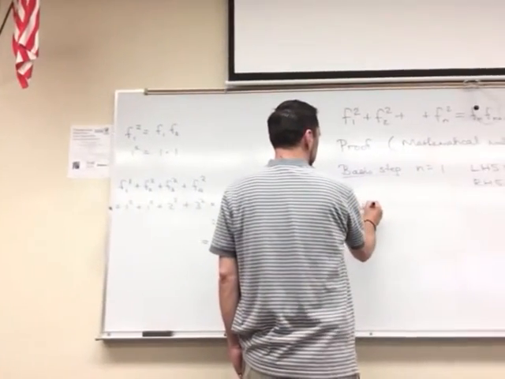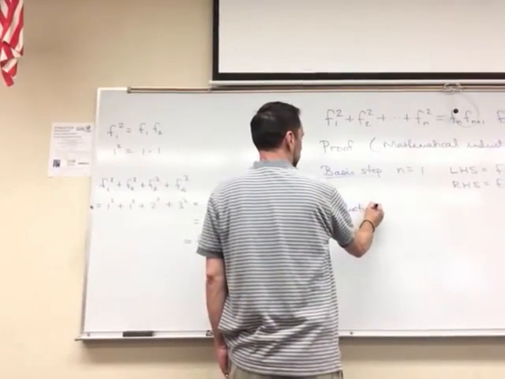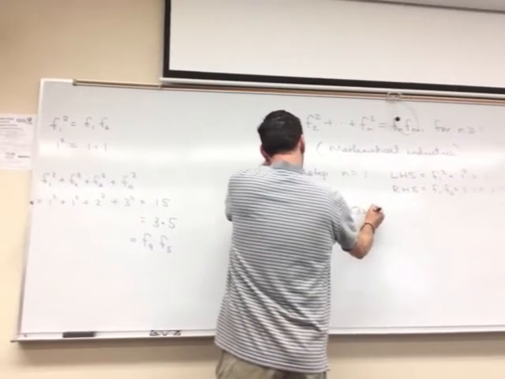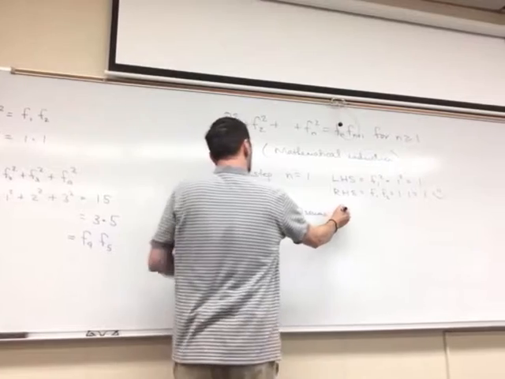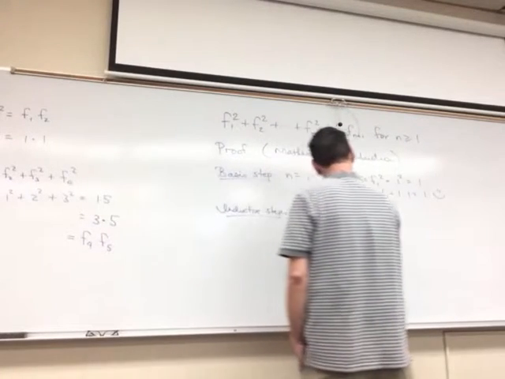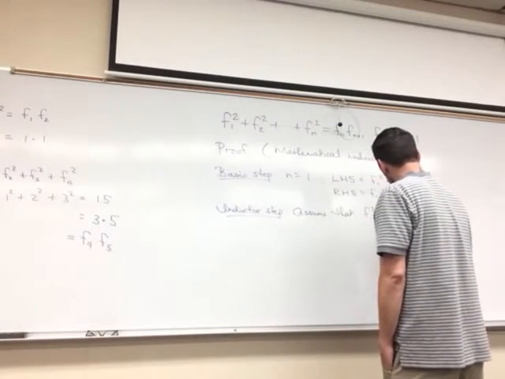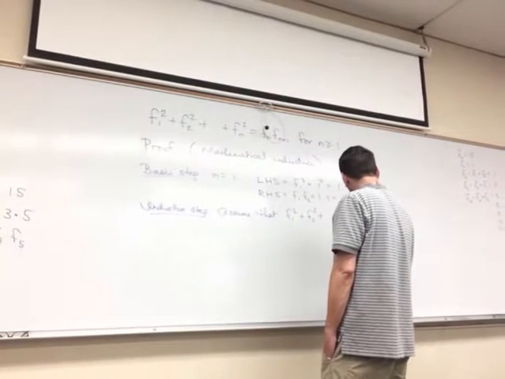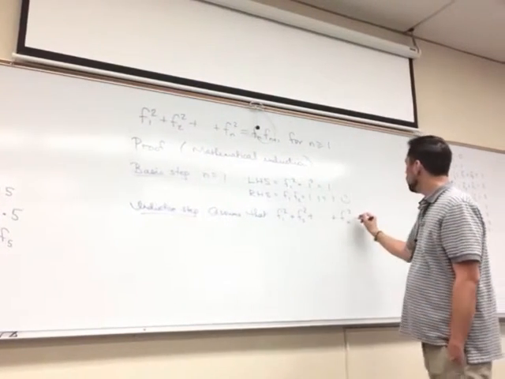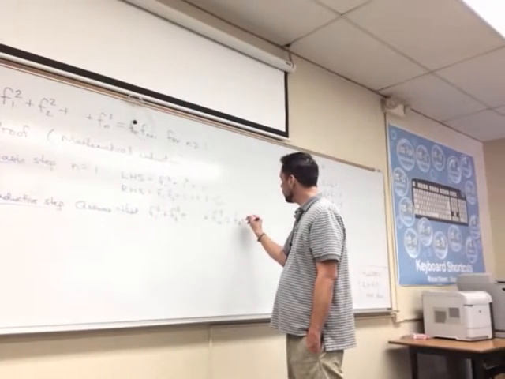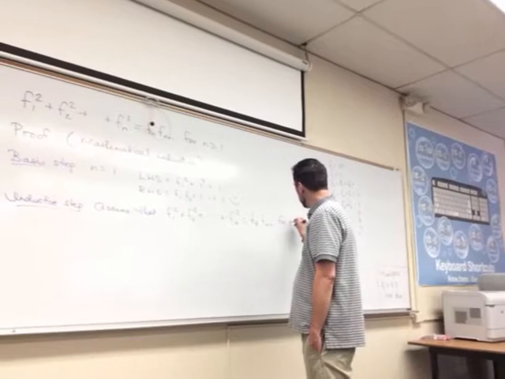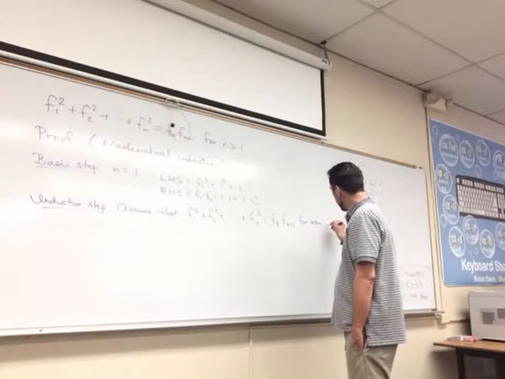So now the inductive step. Assume that f sub 1 squared plus f sub 2 squared plus yada, yada, yada plus f sub k squared is equal to f sub k times f sub k plus 1 for some positive integer k.